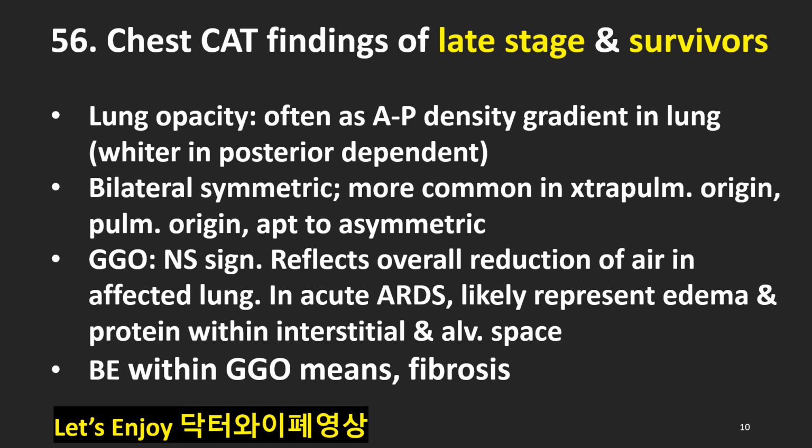Ground glass opacity is a nonspecific sign that reflects overall reduction of air in the affected lung. In acute ARDS, it likely represents edema and protein within the interstitial and alveolar space. Bronchiectasis within the GGO means fibrosis.